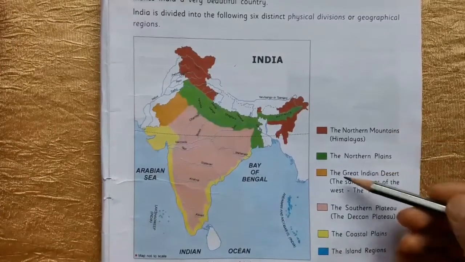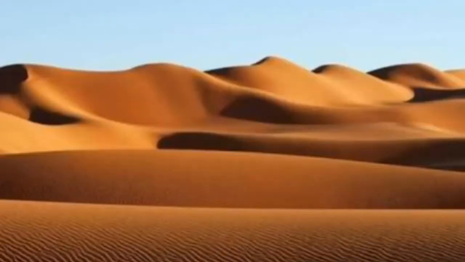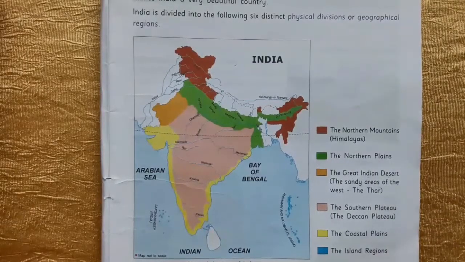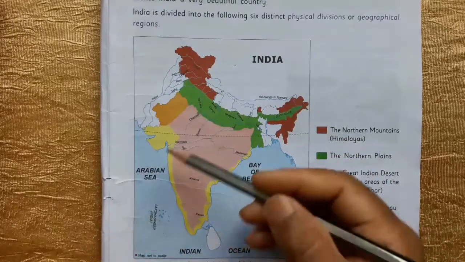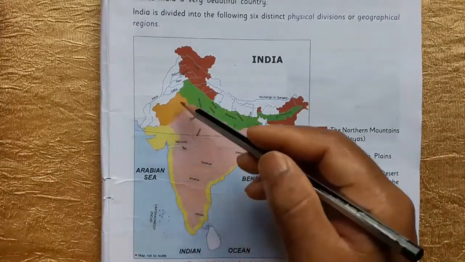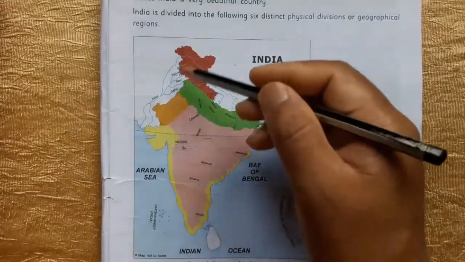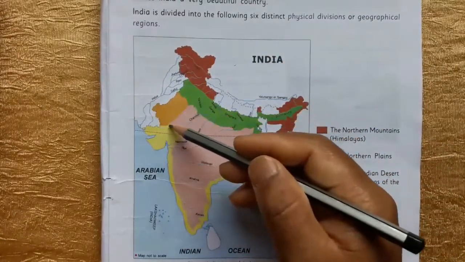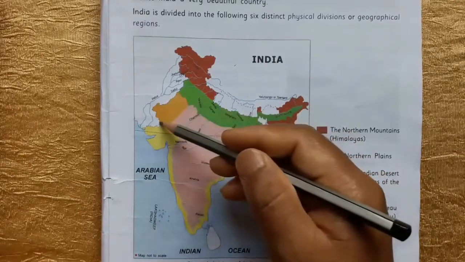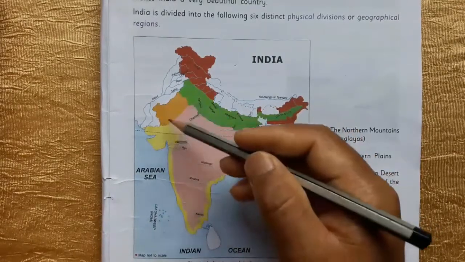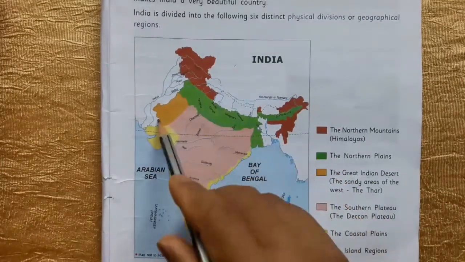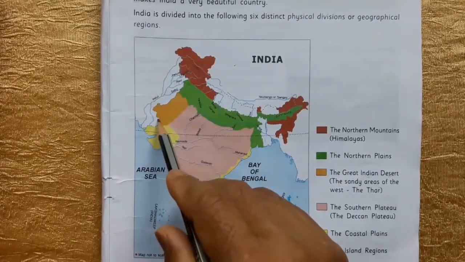Next, the Great Indian Desert, the sandy areas of the west, the Thar. The desert area you will find in the northwest part of India. It covers mostly Rajasthan. So this area comes under the desert.